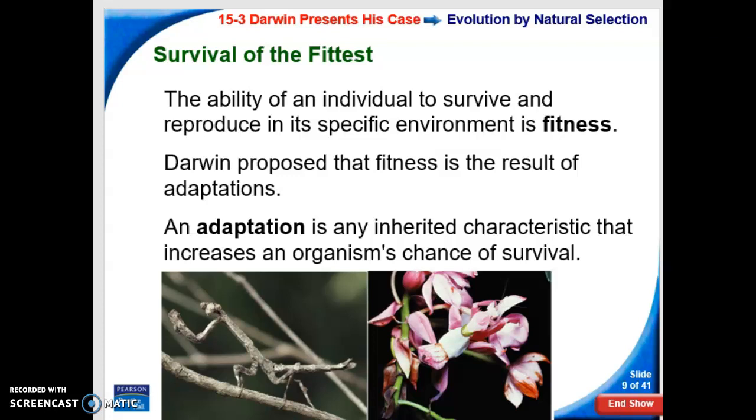Other adaptations that they have are making them faster, making them larger. A giraffe has a larger neck. That's an adaptation because it can reach higher up in trees, and that allows it to survive because it can get the resources that many other organisms can't. Okay, so that makes it more fit.